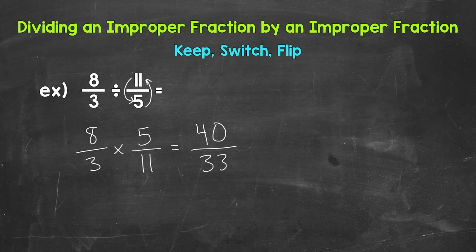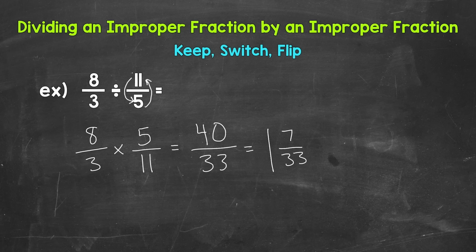Now that is our answer, but it's an improper fraction. So let's convert it to a mixed number by dividing the numerator 40 by the denominator 33. So how many whole groups of 33 in 40? Well, one whole group of 33 in 40. Now we don't hit 40 exactly. We have a remainder, and that remainder is 7. That's the numerator of the fractional part of the mixed number. And then we keep the denominator of 33 the same.